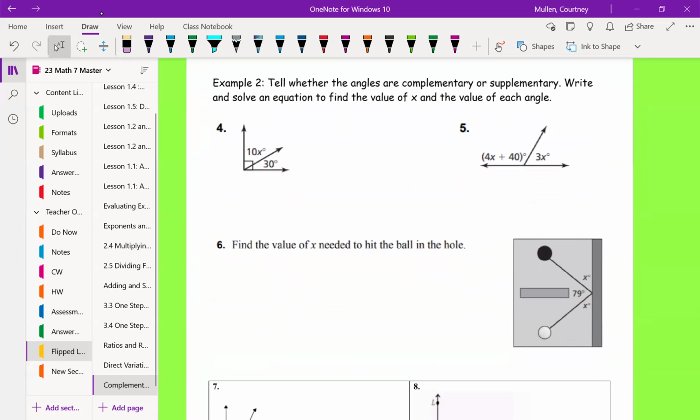So now we're going to tell whether the angles are complementary or supplementary. And then we're going to write and solve an equation to find the value of x and the values of each angle. So let's start here on number 4. What does that little box in the corner mean? Yeah, that means it's a right angle. And right angles are how many degrees? 90 degrees. So if these two angles together are 90 degrees, are these complementary or supplementary? Complementary.